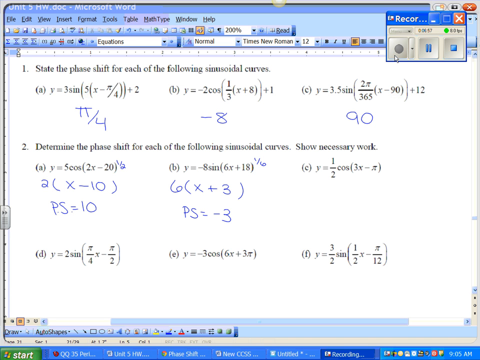What's my frequency? 3. What do I need to do? How? 1/3 times 3x minus pi. Okay, so what does this give me? X minus pi over 3. Okay, you distribute that 1/3 through, right? Good, so your phase shift is pi over 3. Okay, so I want you to try D, E, and F, and then we'll come back together and go over them.